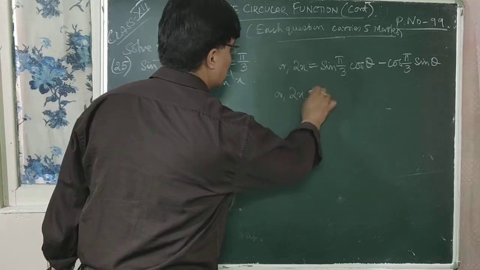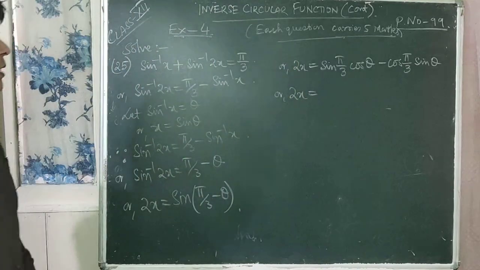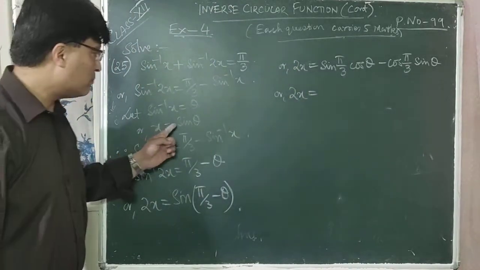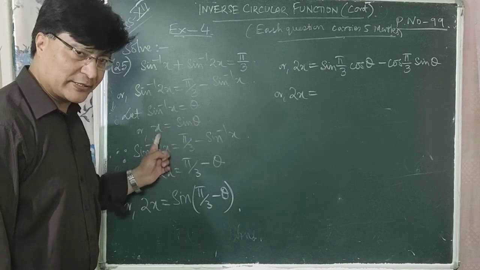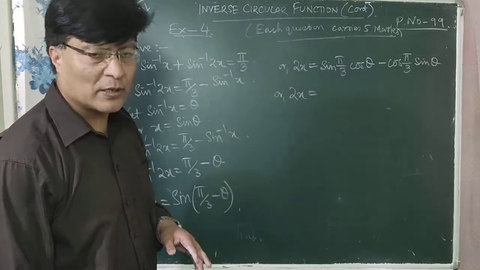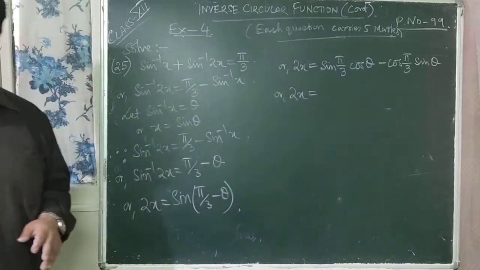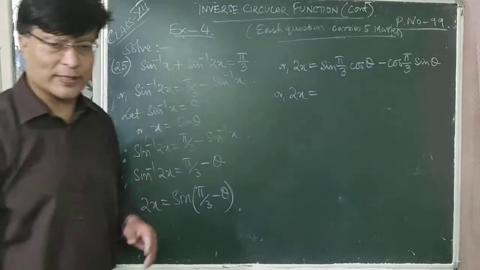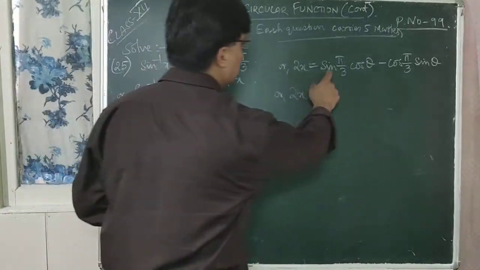So 2x is equal to, now you can put the value for sin theta as x. If there is cos theta, change it into sin theta. What is cos theta in terms of sin theta? It is root over 1 minus sin square theta, right? So this is your sin 60 degree, isn't it?